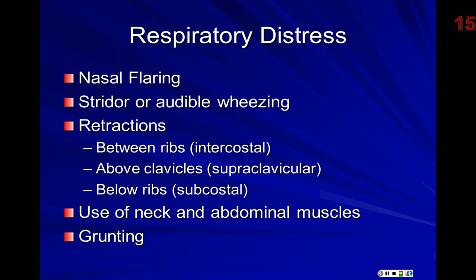All right, respiratory distress. Nasal flaring, stridor, audible wheezing. Retractions are both between the ribs, which is intercostal, above the clavicles, which is supraclavicular, and then below the ribs is subcostal retractions. We kind of saw examples of those today.